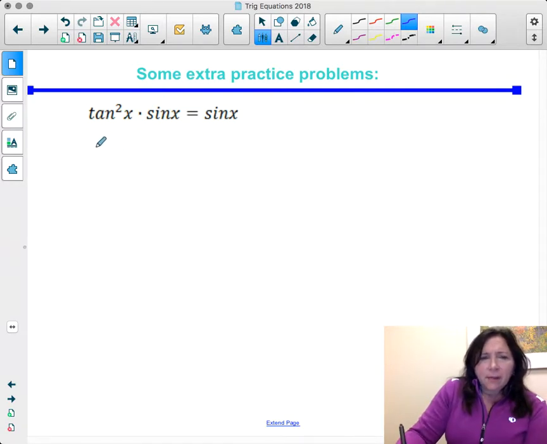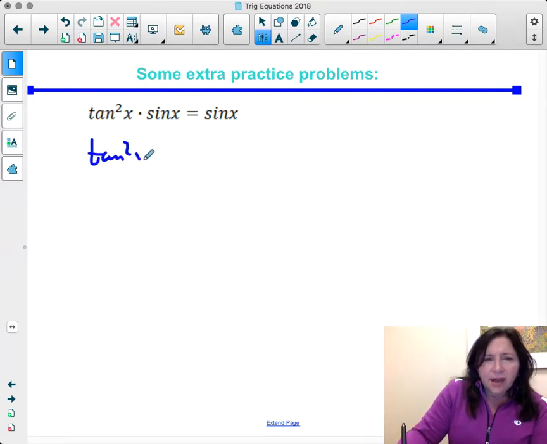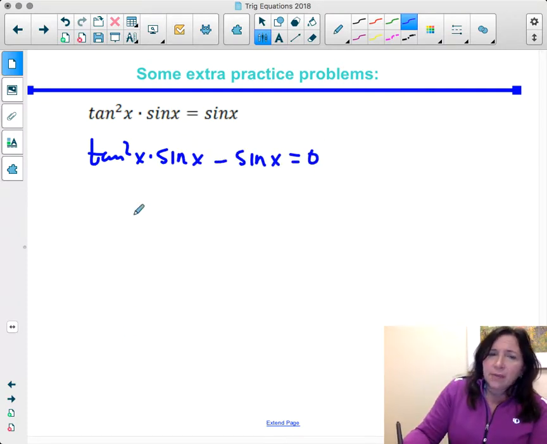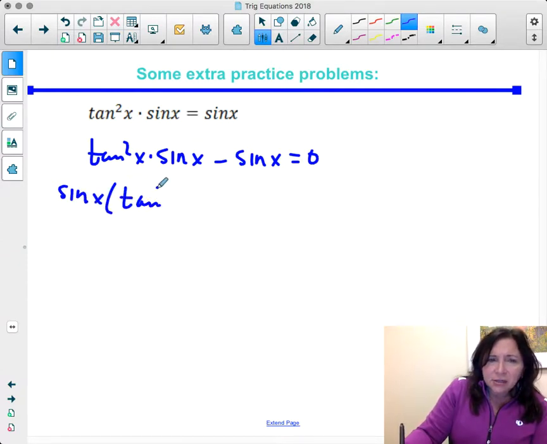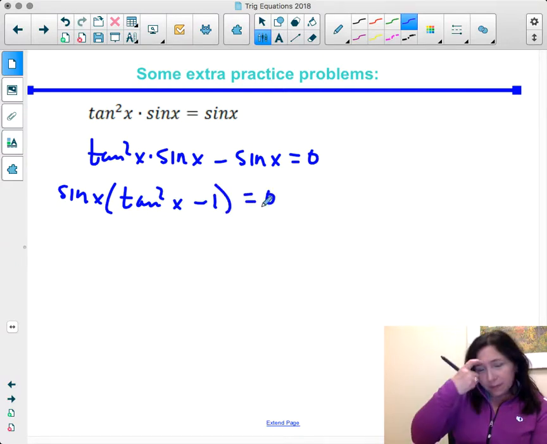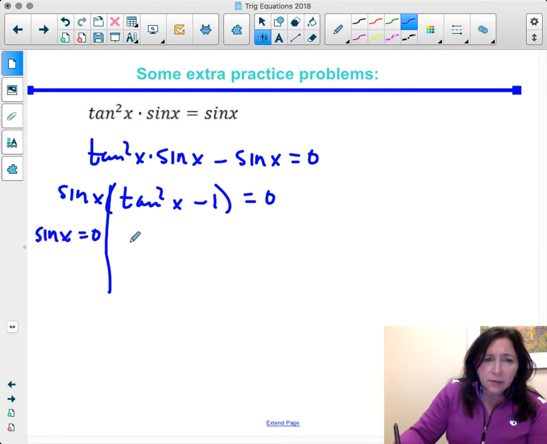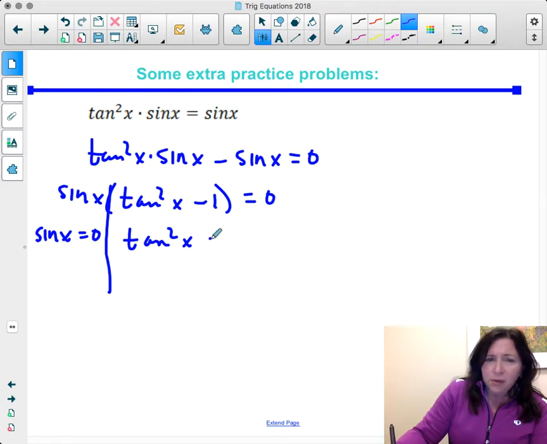Let's work this out. So we're going to go tangent of square root of x times sine of x minus sine of x is equal to 0. I'm going to factor out a sine of x, and I'm going to get tangent square root of x minus 1 is equal to 0. I'm going to split these up, and in doing that, I get sine of x is equal to 0, and tangent square root of x minus 1 equals 0, so that equals 1.